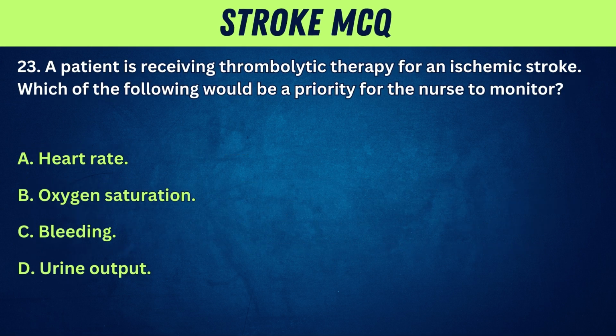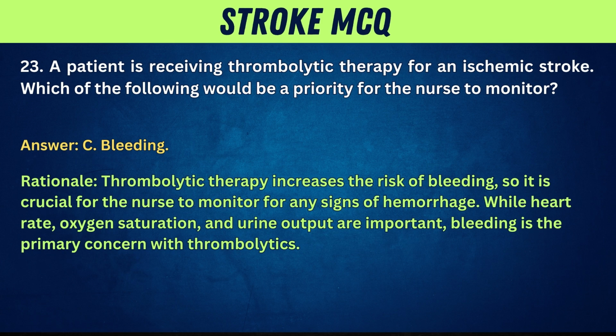23. A patient is receiving thrombolytic therapy for an ischemic stroke. Which of the following would be a priority for the nurse to monitor? A. Heart rate. B. Oxygen saturation. C. Bleeding. D. Urine output. Answer: C. Bleeding. Rationale: thrombolytic therapy increases the risk of bleeding, so it is crucial for the nurse to monitor for any signs of hemorrhage.